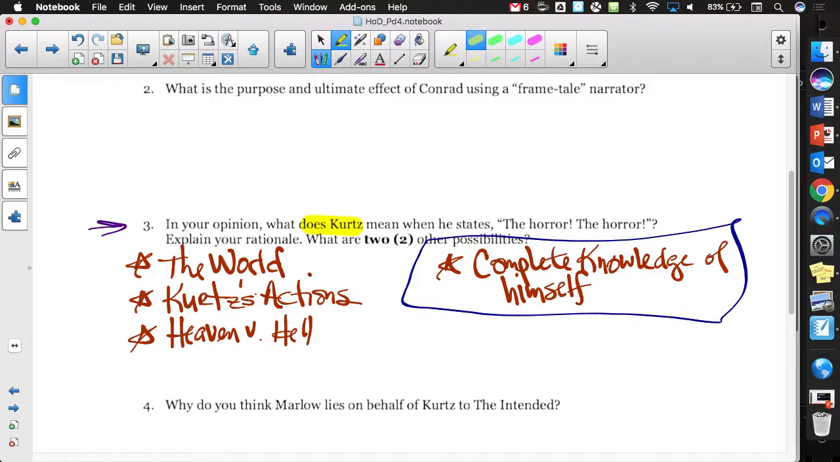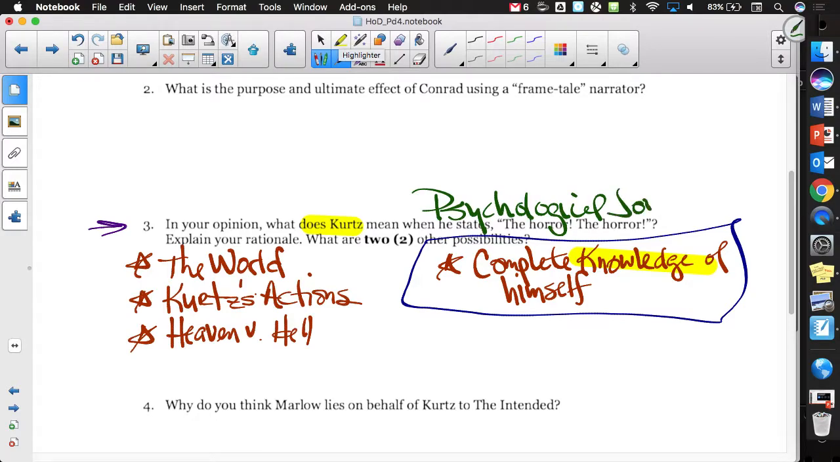He has gone to the place where he has complete knowledge of himself. In a sense it's not a physical journey that Marlowe is going on in search of Kurtz and trying to understand him, but more of a psychological journey. And what has he ultimately discovered? What is the final endpoint?